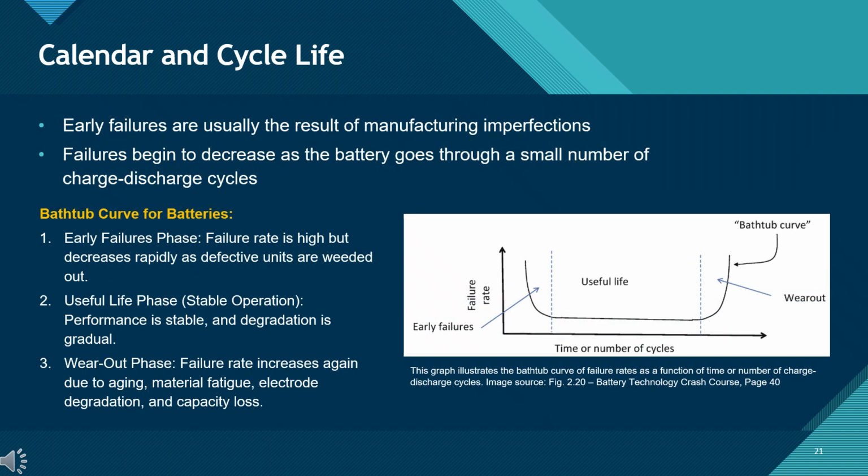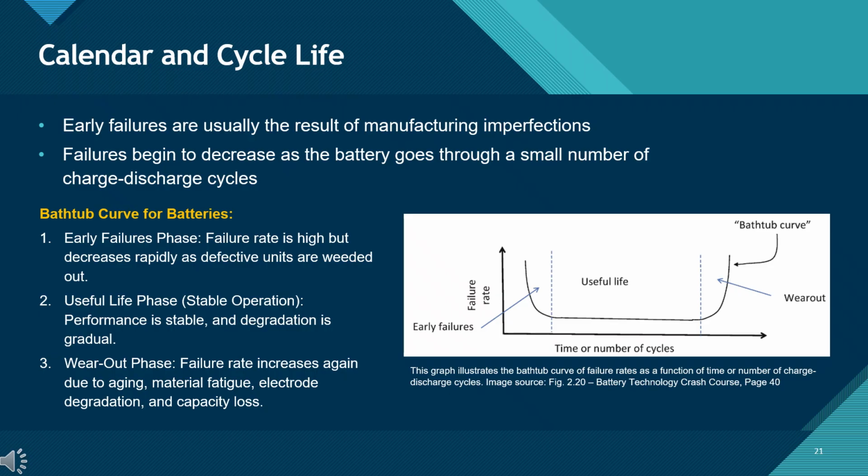In this slide, we examine the bathtub curve, a classic model used to describe failure rates over the lifespan of a battery or any other electronic component. The curve has 3 distinct phases. Early failures, also known as the infant mortality phase.